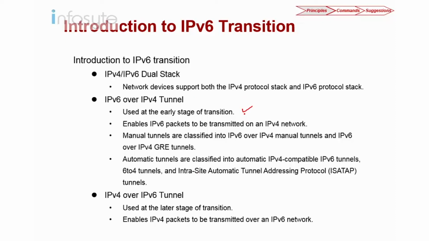It is used in the early stage of transition, which means now, to enable IPv6 packets to be transmitted over IPv4. Assuming that your provider is still on IPv4 and the user has already migrated to IPv6, for us to allow two sites to communicate over IPv4, we need to set up a tunnel. We have two methods to create a tunnel: either a manual tunnel or an automatic tunnel. For the manual tunnel, we have to do it manually.